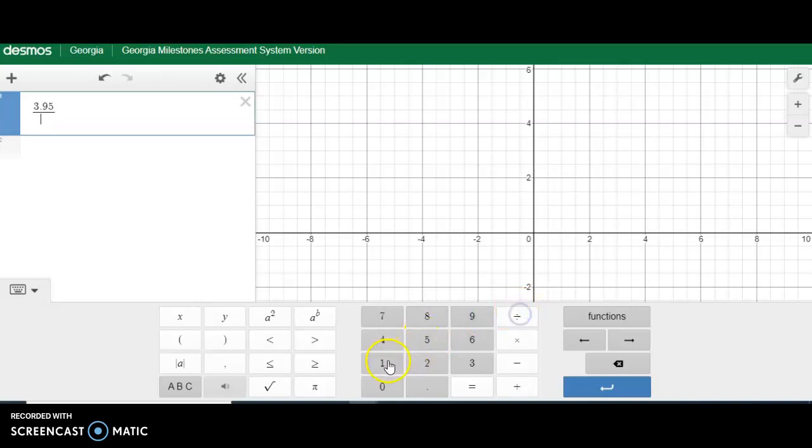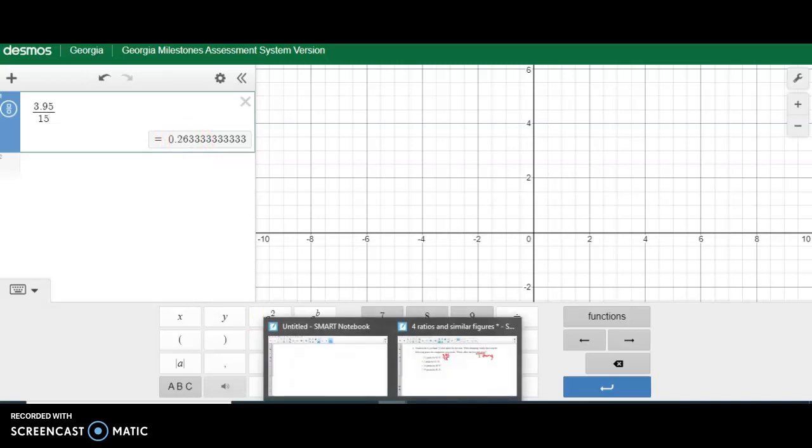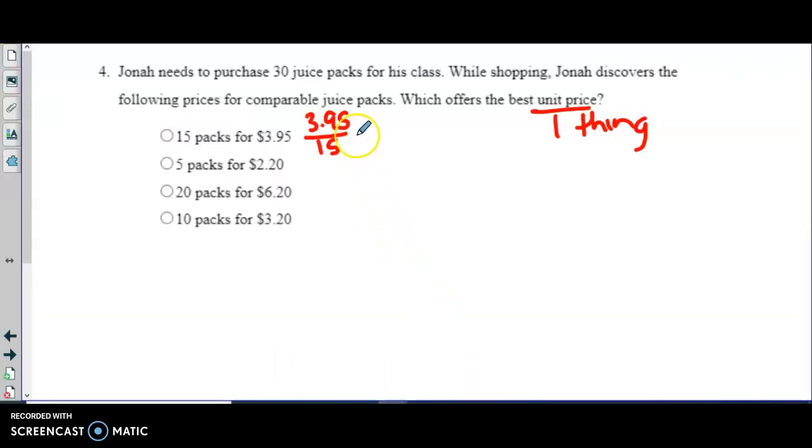$3.95 divided by 15. So this one is like 26 cents. I'm just going to put approximately 0.26. And now for the next one, we have 5 packs for $2.20. So we're going to do $2.20 divided by 5.